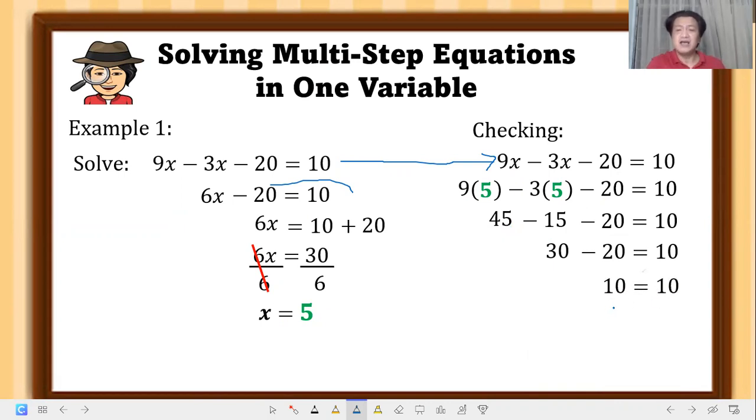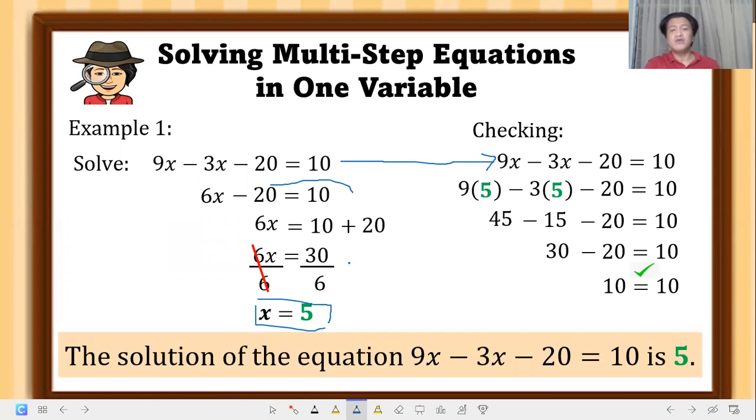Since nag-equal sila, anong ibig sabihin yan? Tama yung nakuha natin value na x is equal to 5. Kapag hindi nag-equal yan, balikan mo step 1 mo. Okay? So, the solution of the equation is 5.